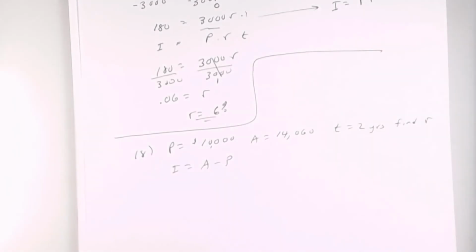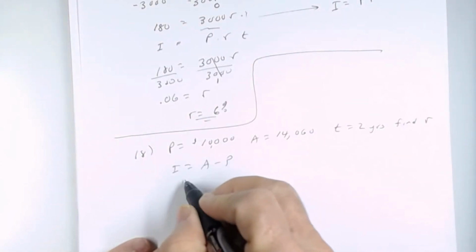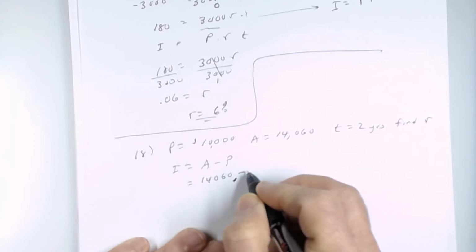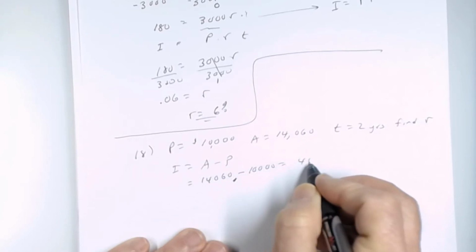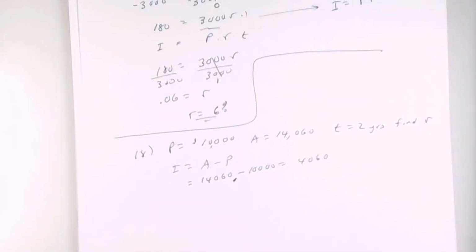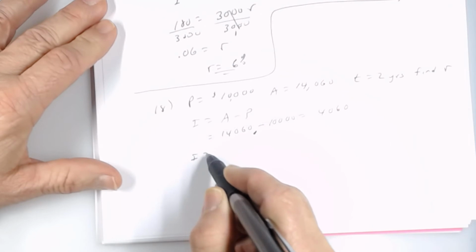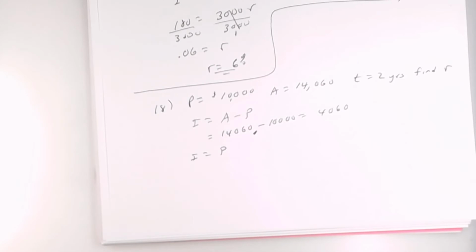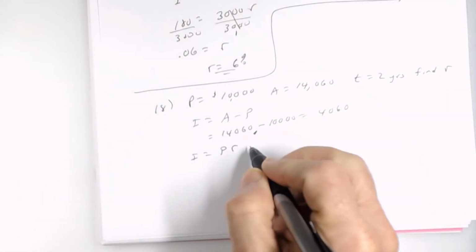So in your calculator, what is 14,060 subtract 10,000? 4,060, right? So that's the interest that you end up paying. Now the question becomes, what is the interest rate that you end up paying? So let's use the formula. So interest equals principal times rate times time.